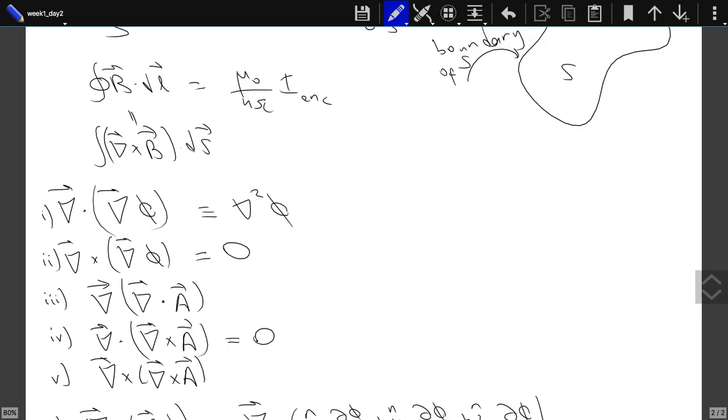And finally, we have this one. If you write it explicitly, it becomes the gradient of the divergence of A minus the Laplacian of A.